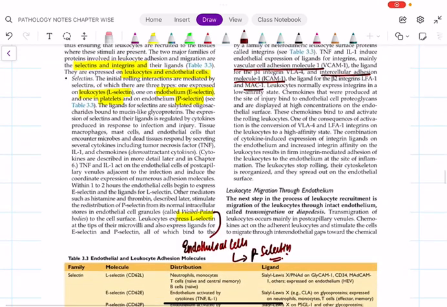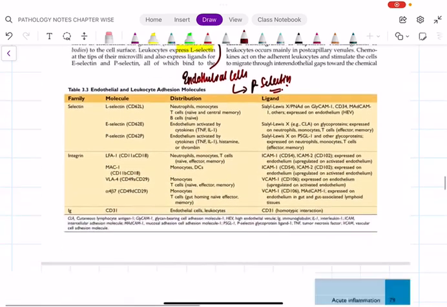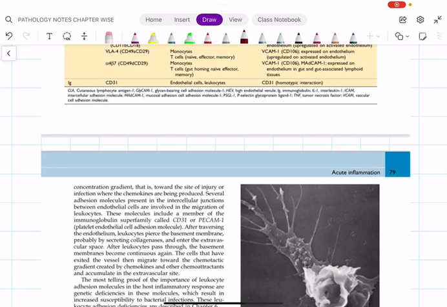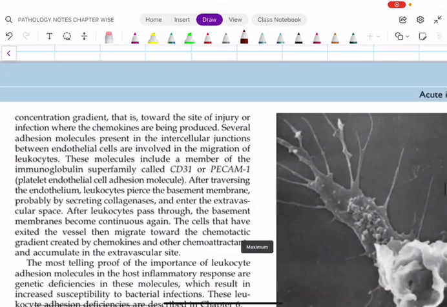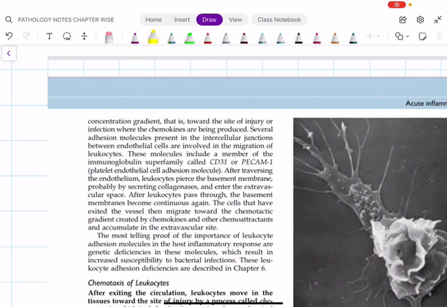Once it binds with the endothelium, what is the next step? It has to cross the endothelium. That is called transmigration, also called diapedesis. Remember, transmigration or diapedesis is done with the help of a very important molecule, CD31 or PECAM-1.